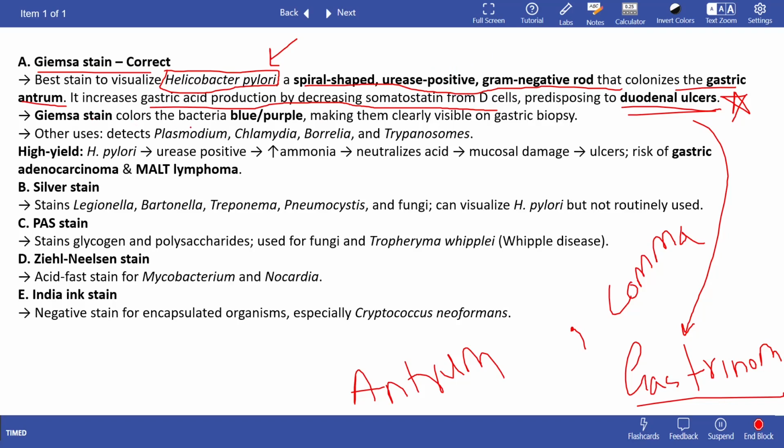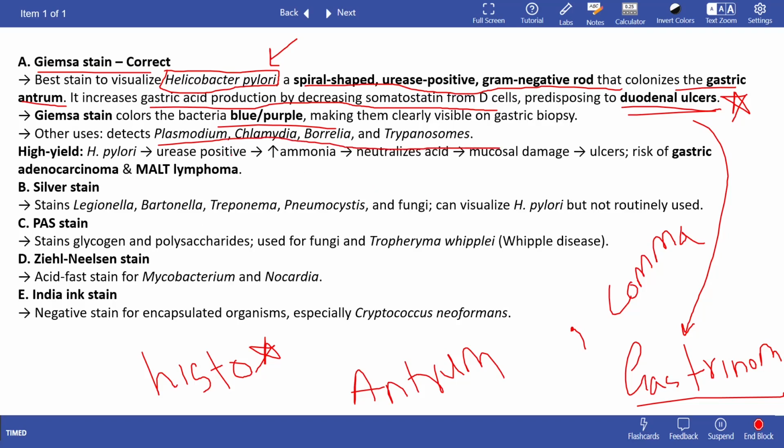What the GMS stain will basically show you is that the bacteria will stain blue-purple, and will be clearly visible as being comma-shaped. They do give you a histo picture, which unfortunately I do not have with me right now, so make sure to review the picture from the internet as well. The histo picture is important. You can use GMS stain for Plasmodium, Chlamydia, Borrelia, and Trypanosomes.